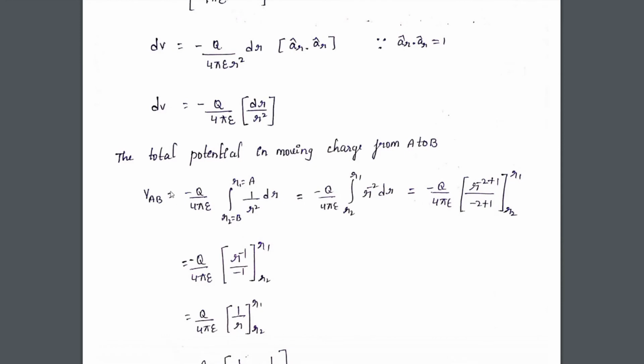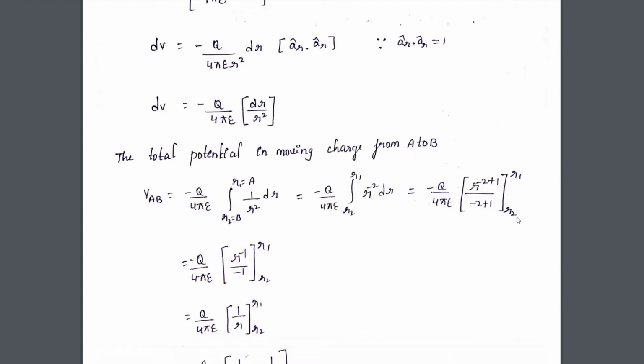So the differential potential you have derived. Now I need to find the total potential, which means I need to integrate the above equation. From where to where? From A to B I need to integrate. So the above potential will be VAB, that is the integral. I told you in the potential, since there is a negative sign, you need to reverse the limits and integrate. So you have to integrate from where? B to A. What is B distance? R2, and A distance is R1. So you need to integrate from R2 to R1.